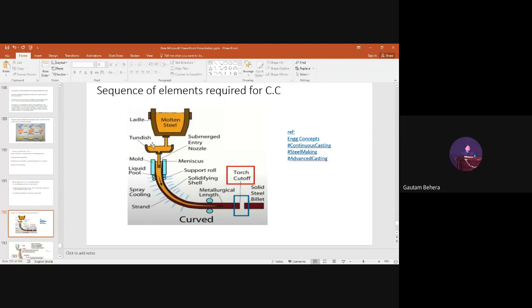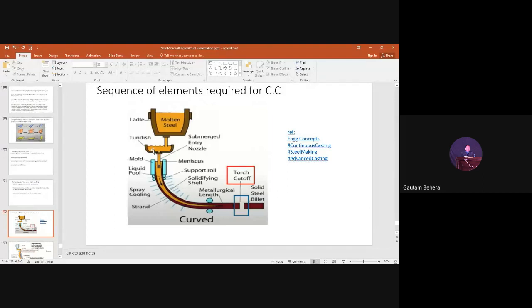So tundish is the next component we can have. Tundish is basically a reservoir which stores a lot of liquid metal or liquid steel. Another point is this tundish can be connected to different molds. Suppose at a time we want four cast products, so we can have four molds. These four molds can be filled by a single tundish, right? It can fill continuously four or five or six or eight or nine molds.